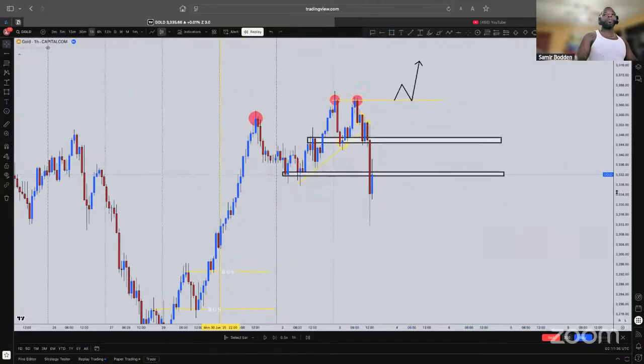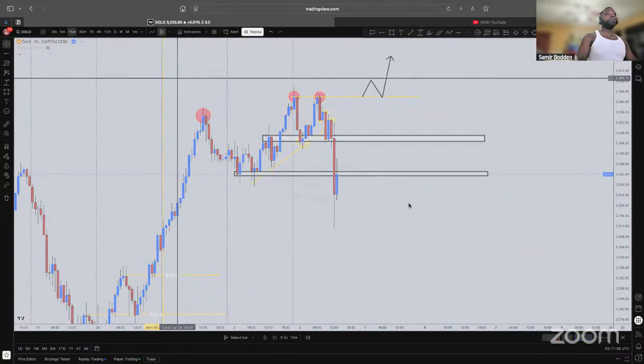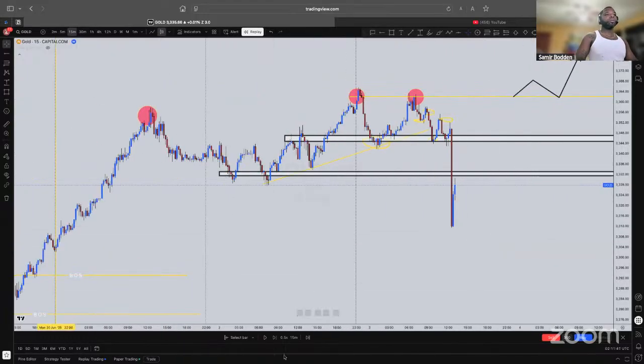Let's see how price can react to these levels, and we'll do that on the 15 and the 5 minutes in order to be able to enter one trade for the short position if we get the opportunity to do that.